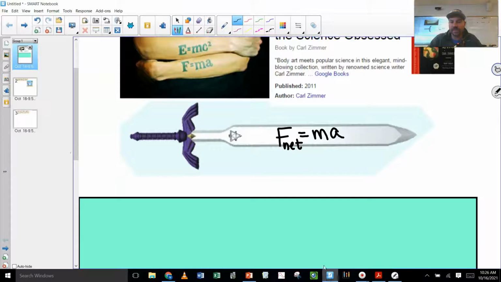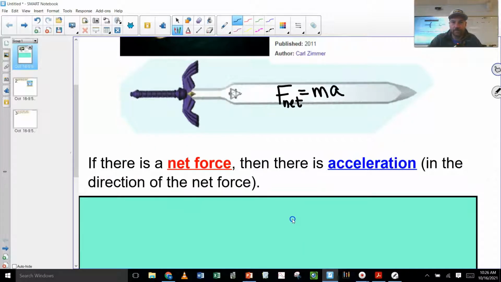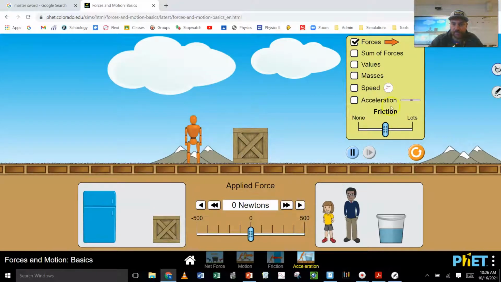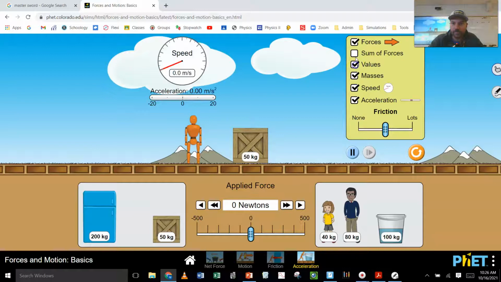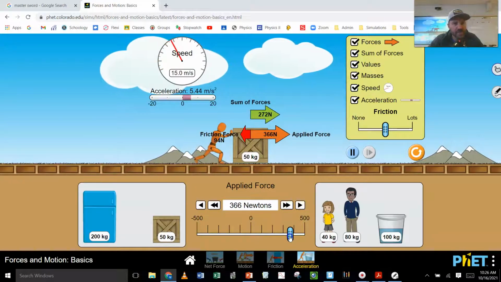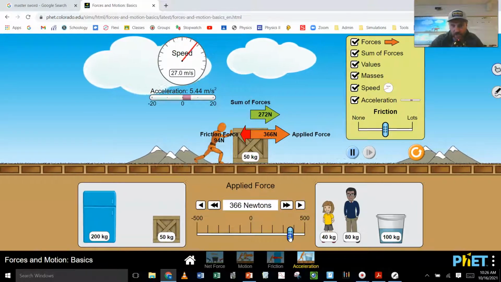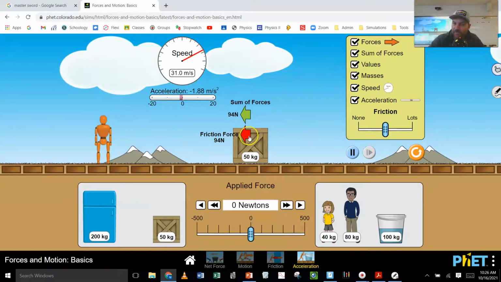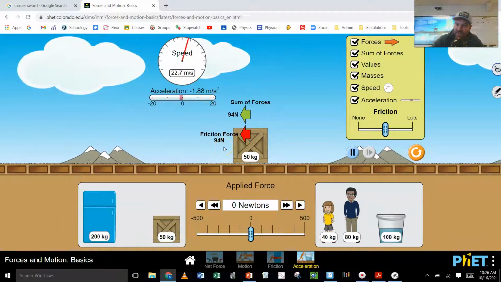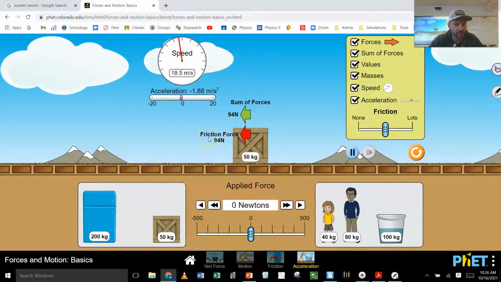So here are the big ideas. If there is a net force, then we have acceleration in the direction of the net force. And you saw that right here. I'm going to have a net force. I'm accelerating forward because my net force is forward. Now I can decelerate. My net force is backwards, so my acceleration is in the direction of the net force, slowing down.